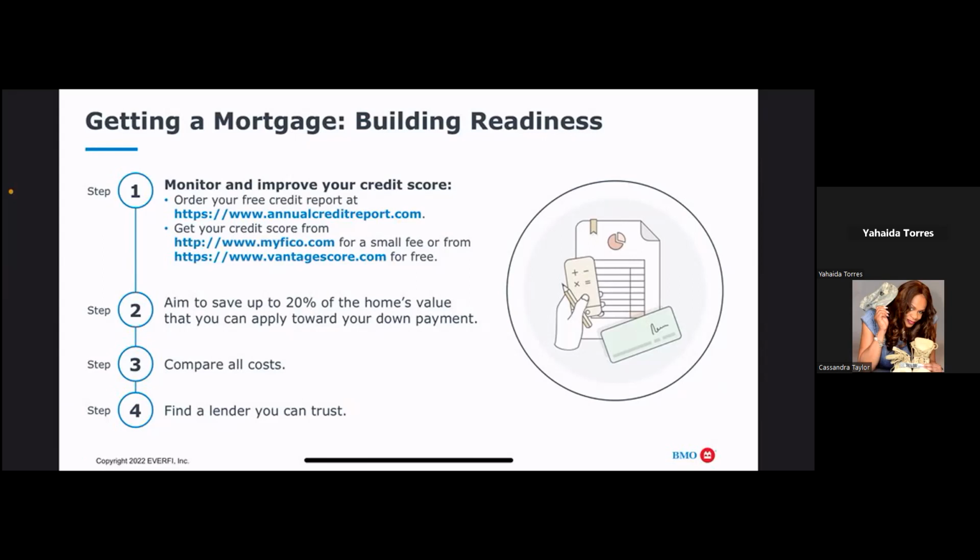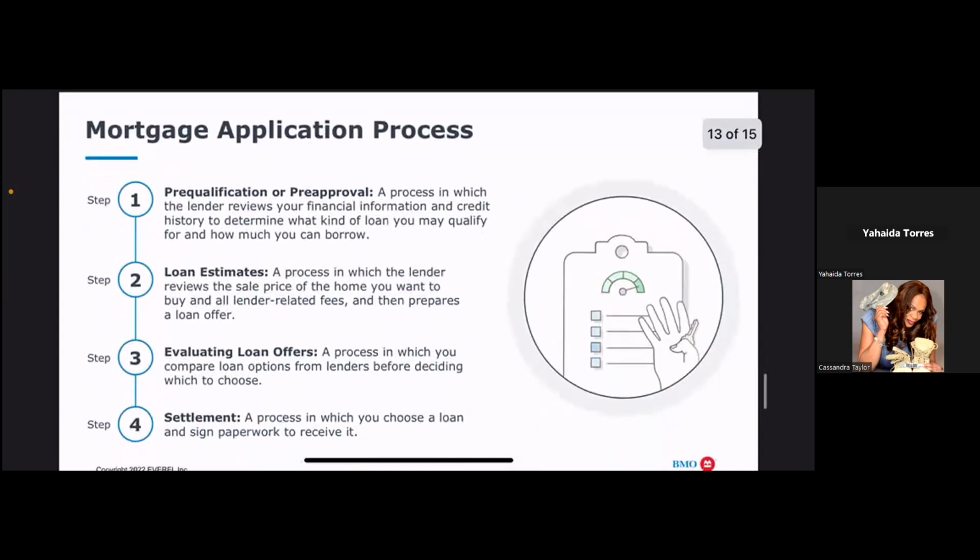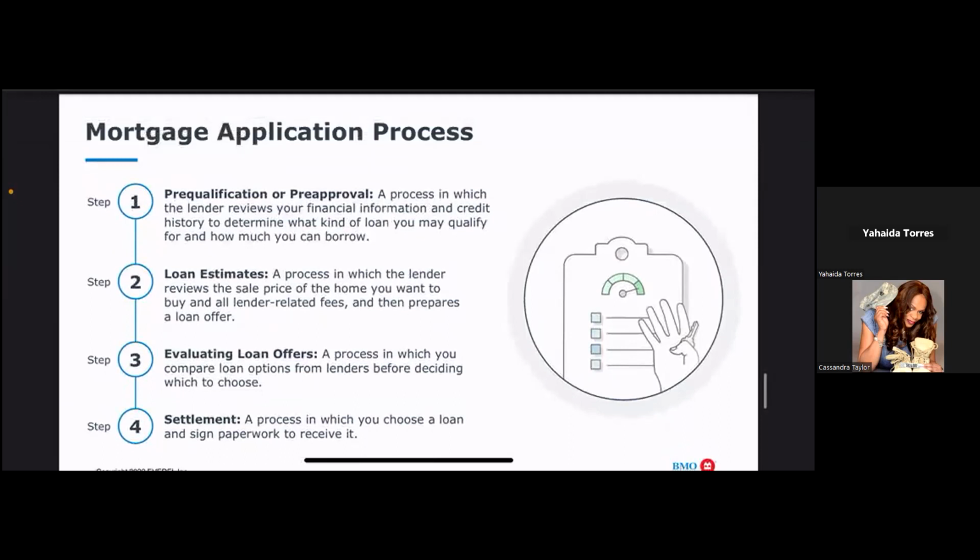So how do you prepare yourself for a mortgage? But how do you go about applying, right? We talked about how to prepare. Now we're going to talk about how you go about looking and applying for a mortgage. Again, we talked about pre-qualification or pre-approval. This is just to help lenders identify whether or not you're going to be able to qualify for a loan. A pre-qualification is just an estimate.